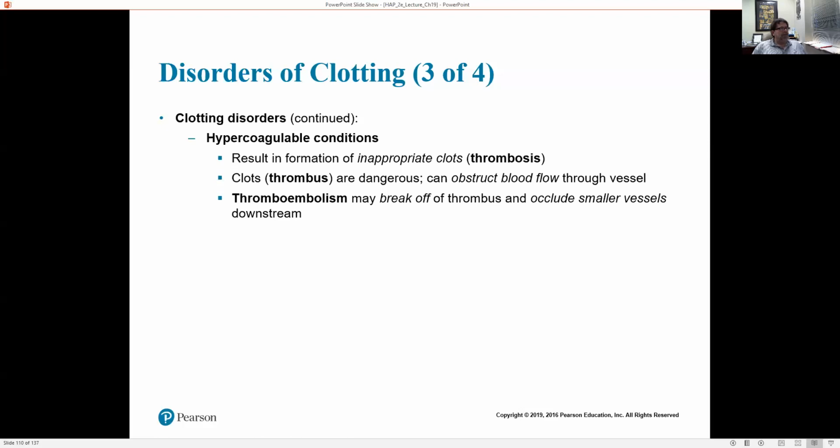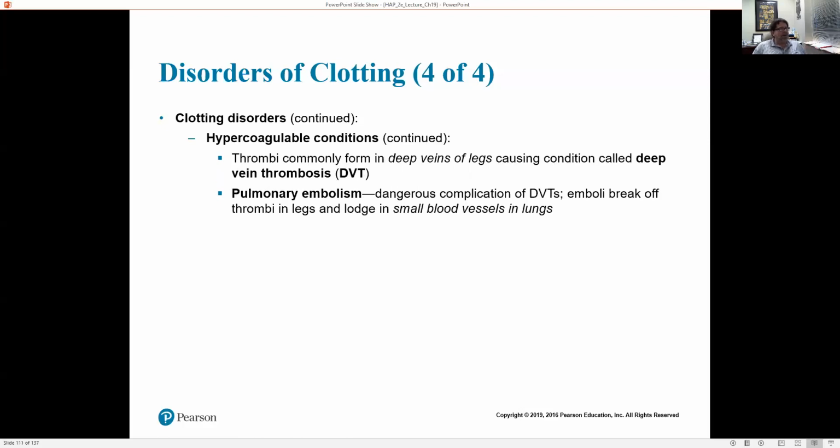Other ones here: clotting disorders, hypercoagulative conditions. Look at that. Inappropriate clots. A thrombus is a clot in the blood vessels that obstructs blood flow, and if it breaks off, it's an embolism, a moving blood clot. One of the big ones y'all have heard about is deep vein thrombosis.